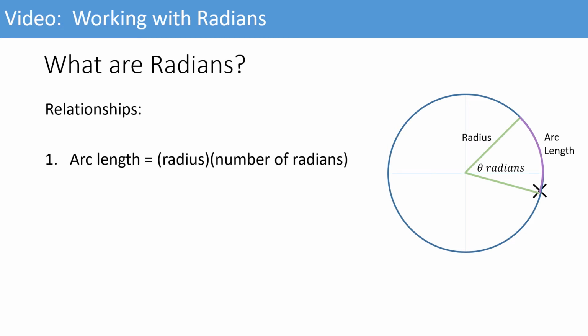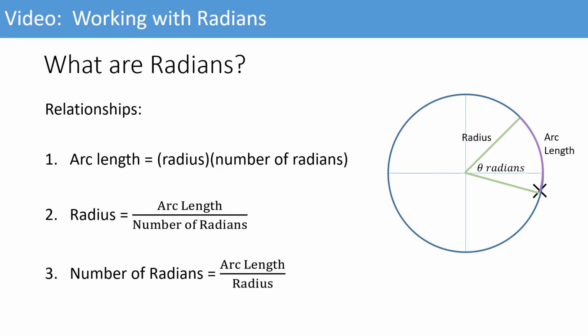The arc length, this is a formula that you need to make note of. The arc length is equal to the radius times the number of radians. The radius is equal to the arc length divided by the number of radians. And the number of radians is equal to the arc length divided by radius. These three formulas are very important when you are answering the Lesson 1 assignment.